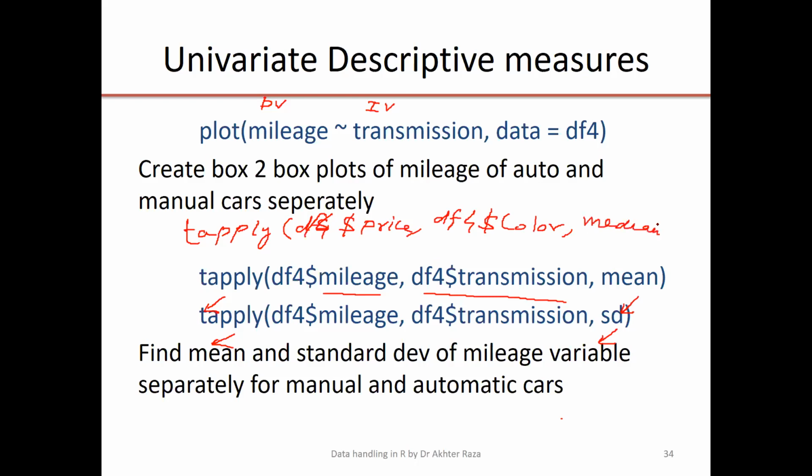So the median of prices will be calculated how many times? As many colors as I have in my data frame. Suppose in my data frame I have 5 colors: red color cars, blue color cars, black color cars, white color cars. So the median will be calculated for white color cars once, then again the median will be calculated for black color cars, and so on.